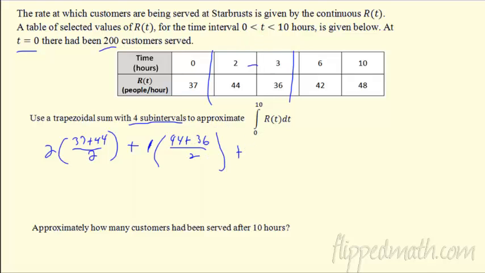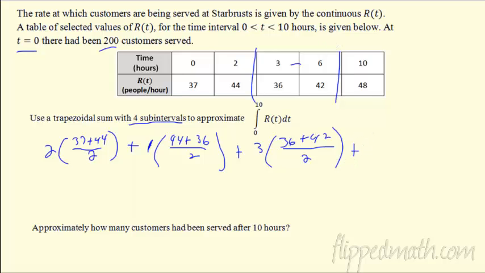Then I'm going to slide this over again and look at this one. And what have I got going on here? I'm going to say from 3 to 6 is 3. And what's going on here? I'm going to say 36 plus 42 all over 2, because we're averaging them.